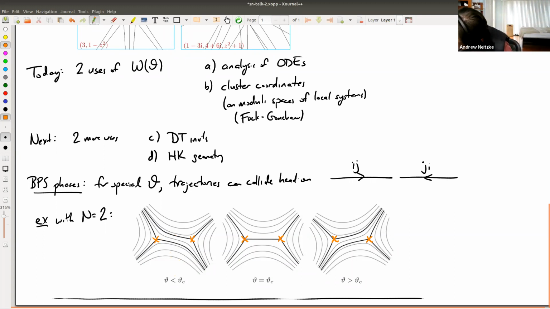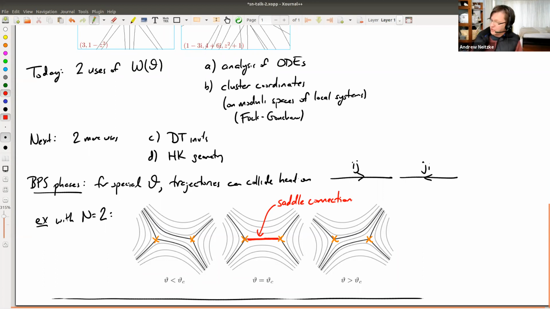But then as I vary the phase, there's one special phase where something different happens, which is that I have a trajectory that runs straight from one branch point to another. And that's called, in the theory of these quadratic differentials, a saddle connection.